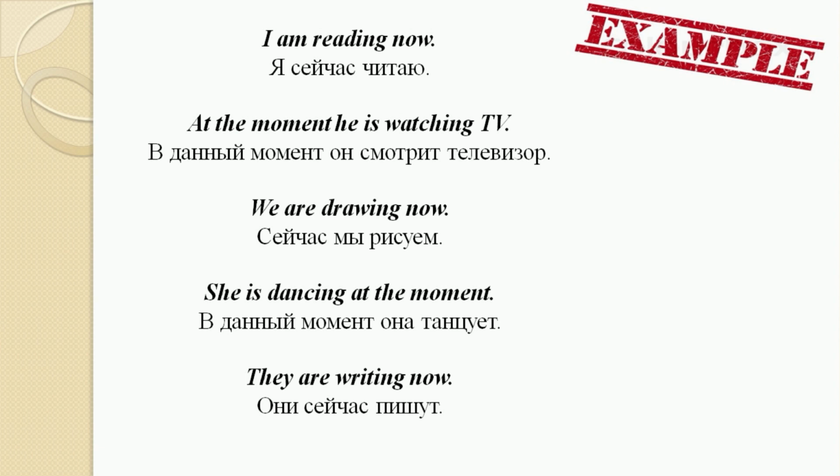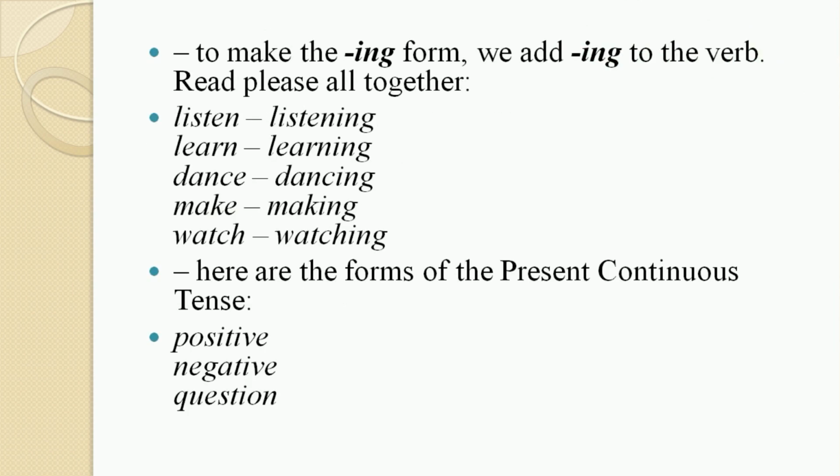Now, I'd like to tell you about the ways of making the present continuous tense. We can make the present continuous tense with the help of the -ing ending. We should add the -ing ending to the verb, and in that way we can make the present continuous tense. For example: listen, listening; learn, learning; dance, dancing; make, making; watch, watching.